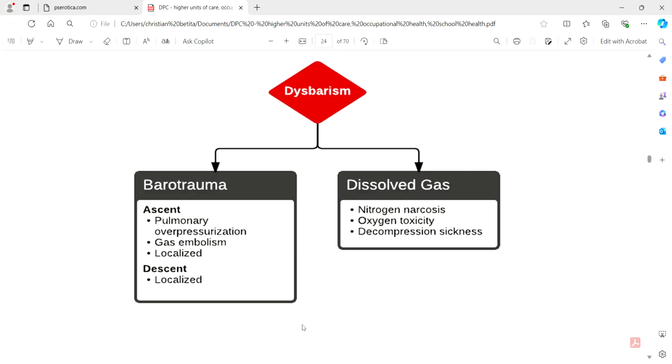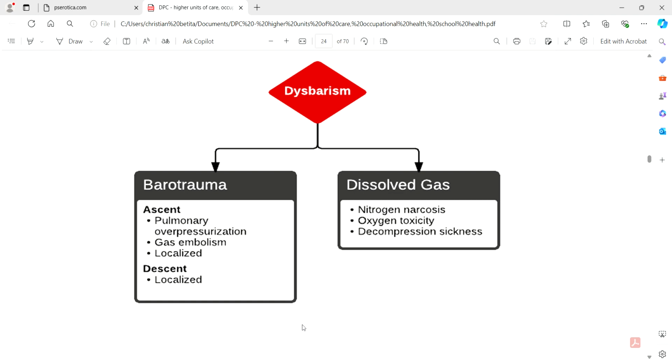All right, so dysbarism, this is due to rapid changes in pressure. And we have two types. So barotrauma, this is trauma to gas-containing tissues in the body. Usually this is seen in divers. But barotrauma can also be seen in mountain climbers, especially if the ascent is very rapid. So you may have pulmonary overpressurization, gas embolism, and the barotrauma may be localized. So again, this is trauma to gas-filled structures.